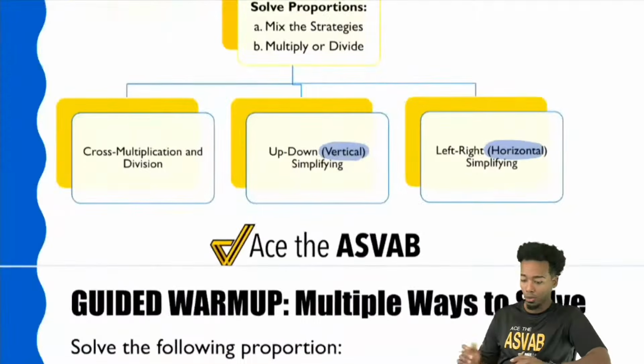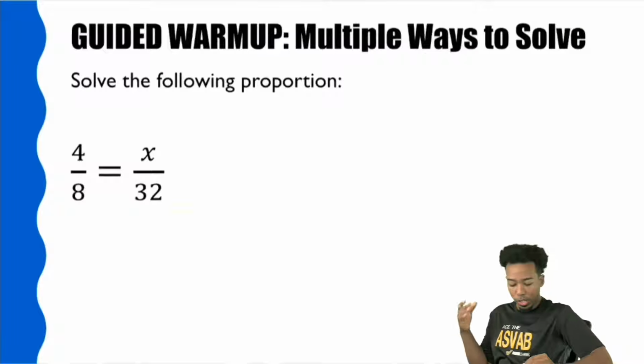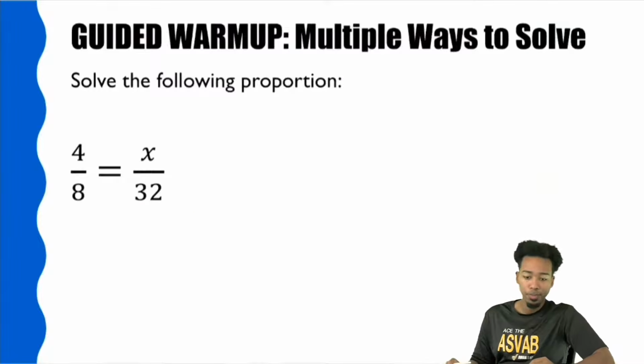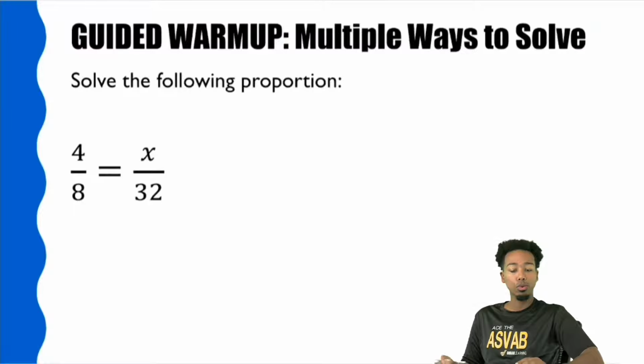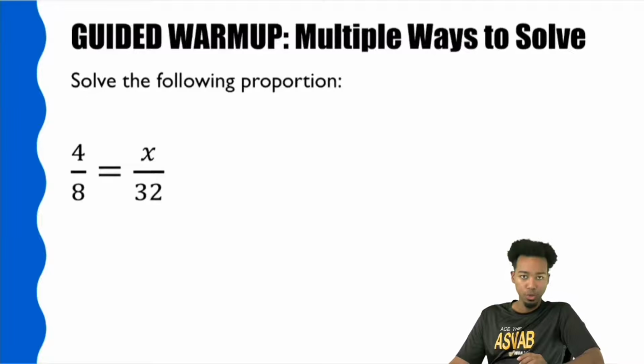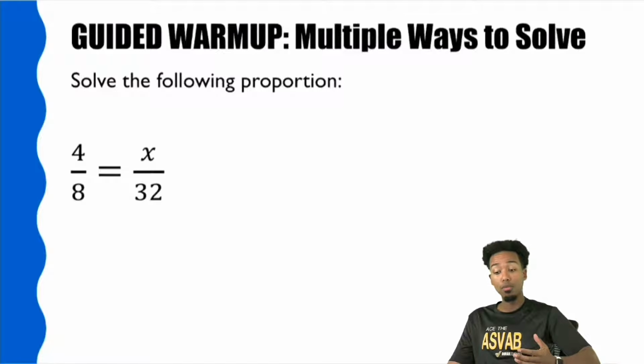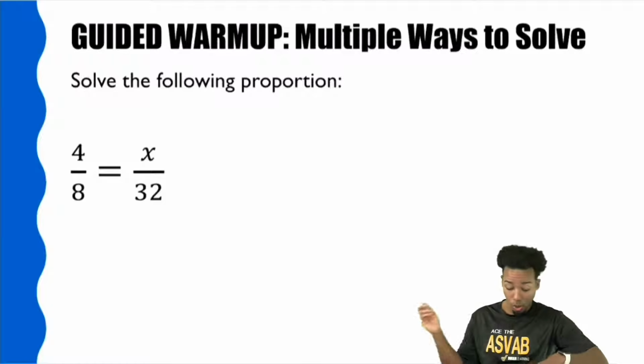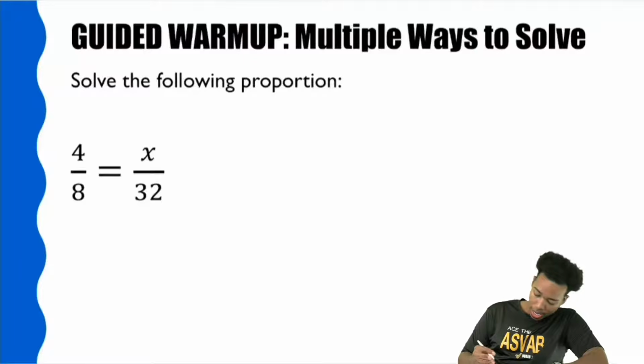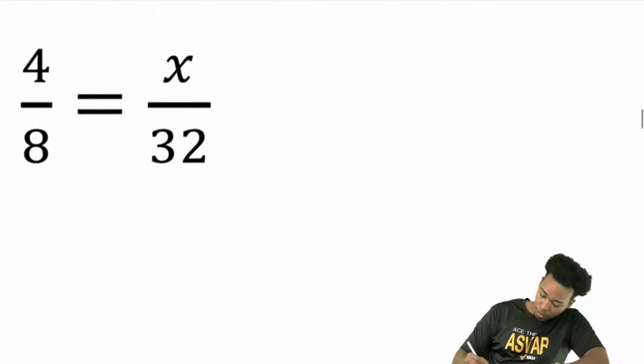So without further ado, let's go ahead and get into it here. We're going to solve the following proportion: 4 over 8 equals x over 32. Let's go over it the original way. Let's do cross multiplication and division. And before I do that, let me just copy this over here.